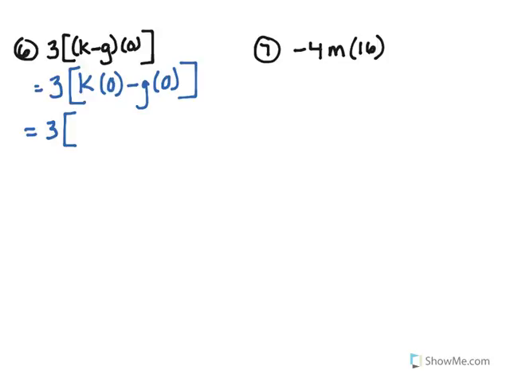Alright, k of x was negative x plus x squared. Well, negative x, in this case, will be 0, plus 0 squared is still 0. K of 0 is, in fact, 0. Now I need to find g of 0. G of x was x squared minus 1. Well, that'll be x squared, 0, minus 1.